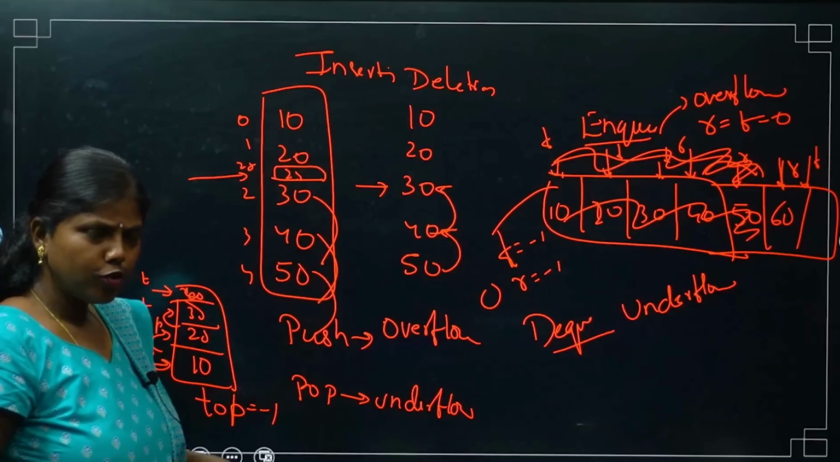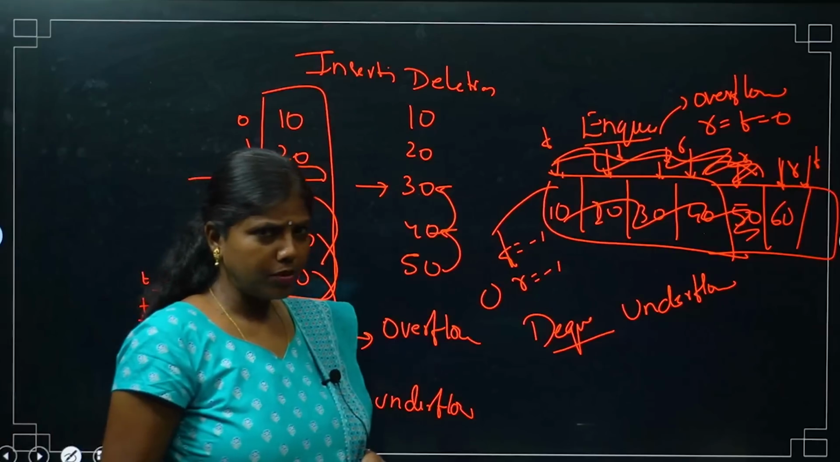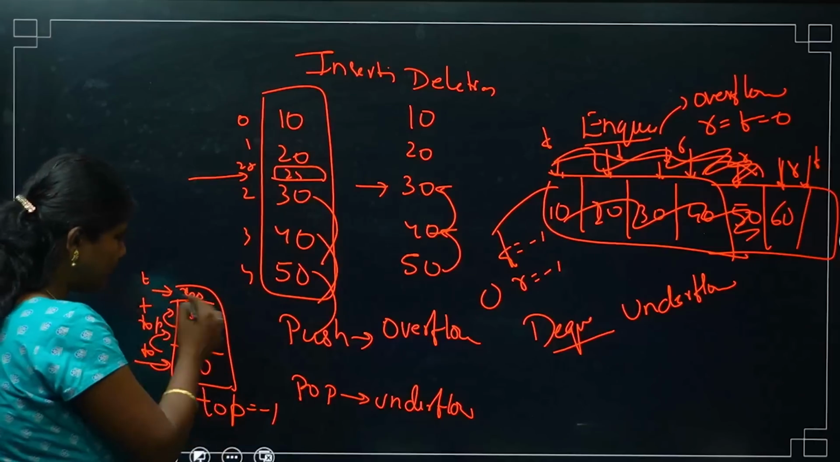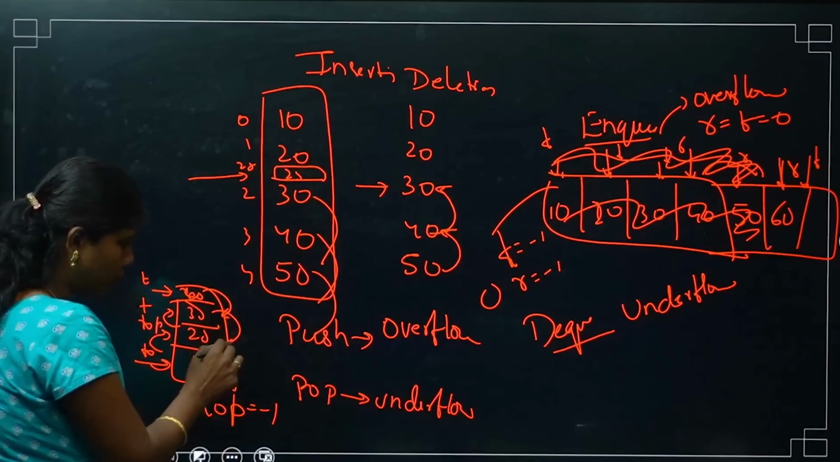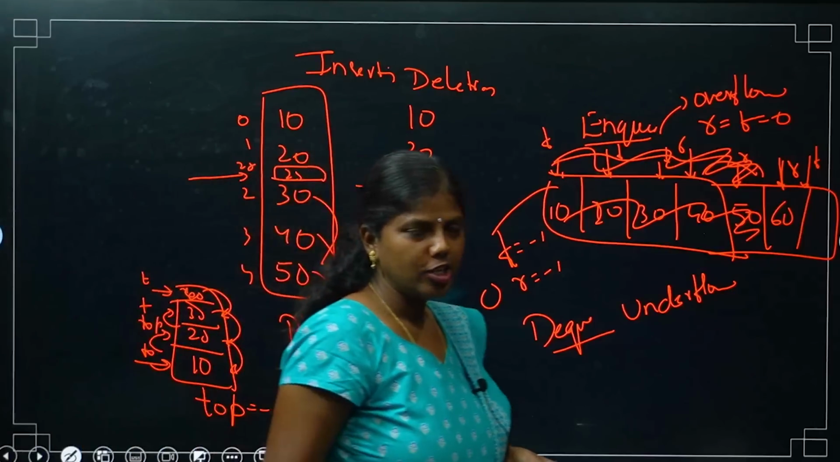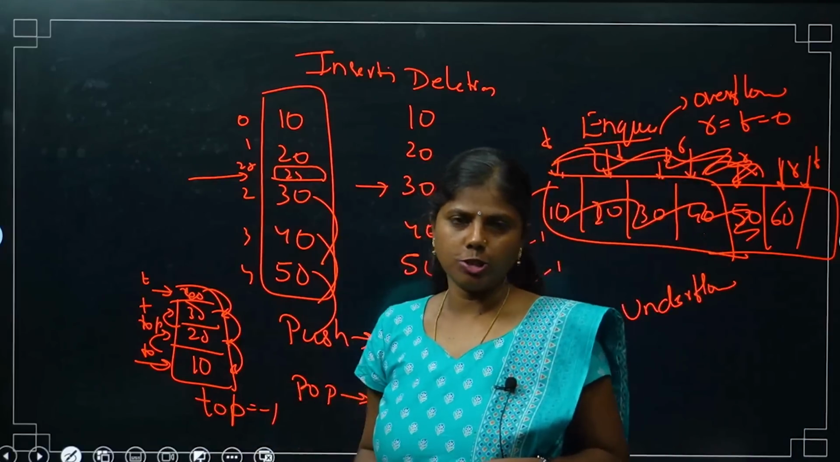Check the underflow condition. If top is equal to -1, you cannot delete any element from the stack. But otherwise, what do you do? Take out the element and decrement the top. Take out the element, decrement the top. As simple as that. So we have discussed all the algorithms that will be asked from the data structure chapter.